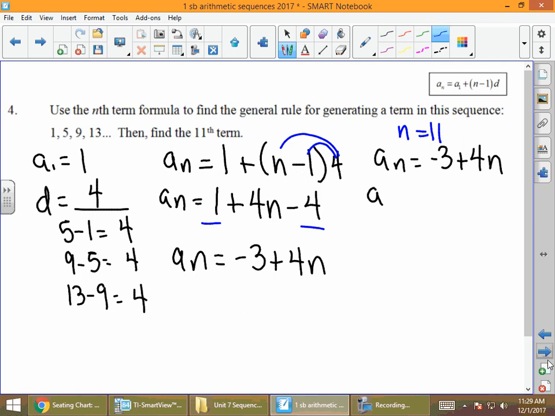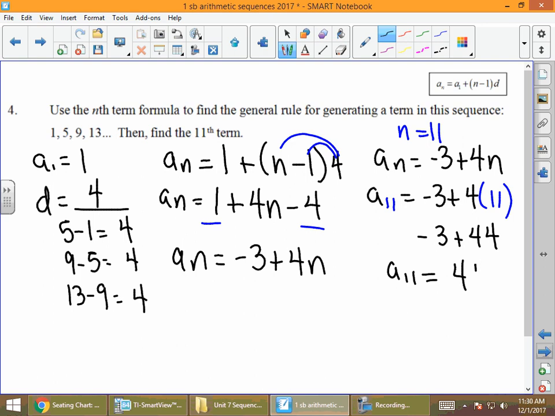So when we fill this in, our n is 11. So this means a sub 11 means we're looking for the 11th term, and it's going to be determined by taking negative 3 plus 4 times 11. And once again, some of you might just type that in your calculator, some of you can do that in your head, but we get negative 3 plus 44. Our a sub 11 then is going to be 41.